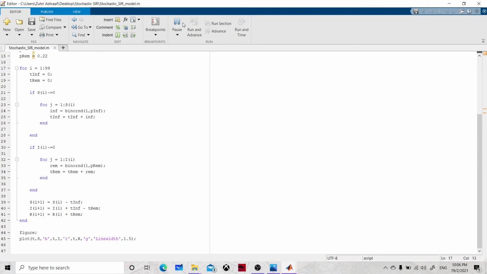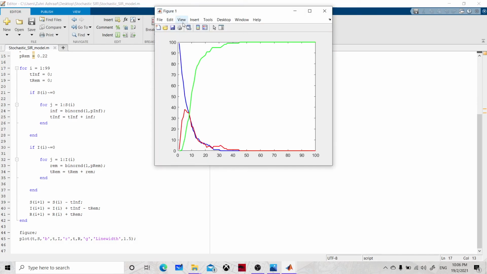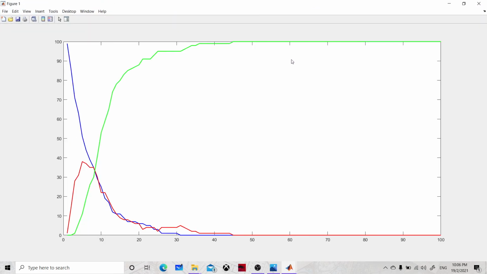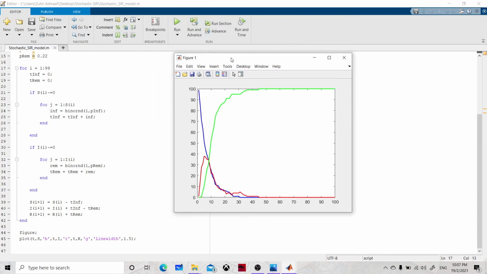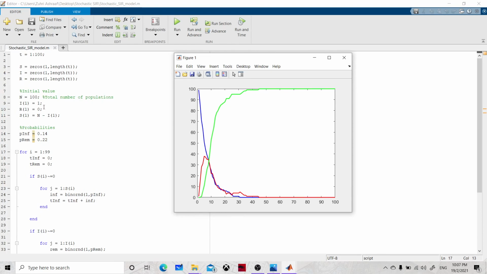Let's run this. Okay, so this is the stochastic SIR model. The blue one is the susceptible, the red one is the infected, the green one is the remove. Now, how can you tell that our SIR model is stochastic? Using the same values, the same probabilities, if you rerun it, you will actually get a somewhat different graph.